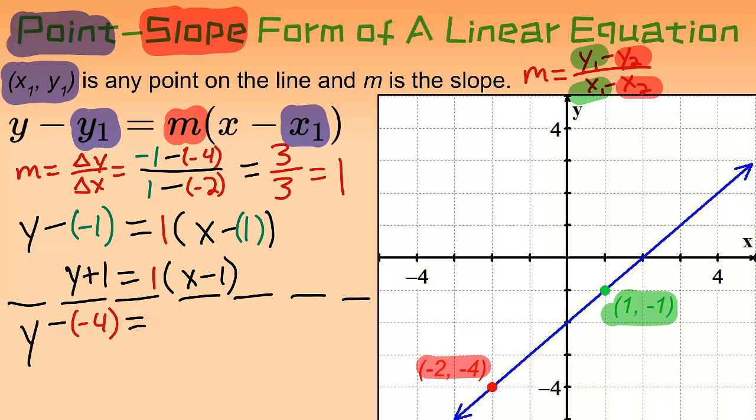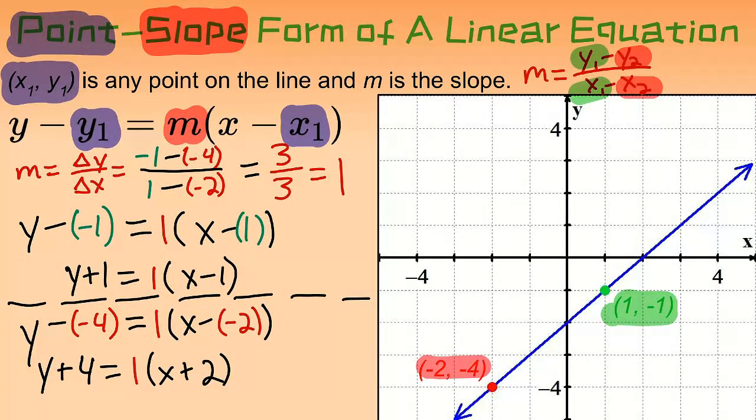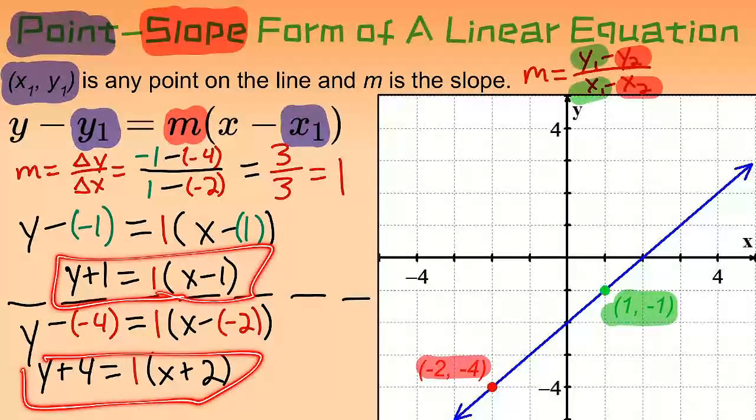Is equal to the slope, which is 1, times the quantity x minus x1, and x1 is negative 2. I'm sorry that I used red for the slope and red for the point. That was bad form on my part. I apologize. Now I can rewrite this: y plus 4 is equal to 1, that's the slope, times the quantity x plus 2. Because this is the equation of this line, both of these are the equation for this line.